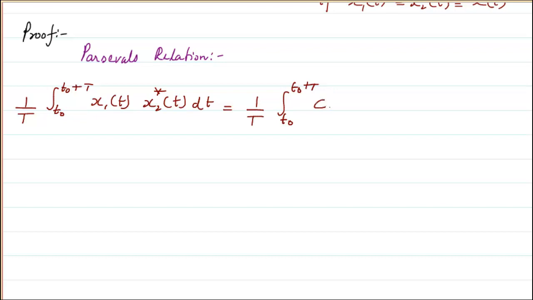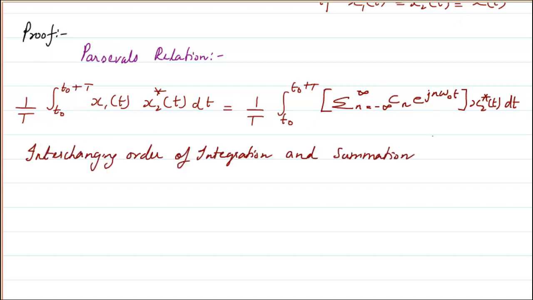Okay, since I have to write it in the form of a series, I will write summation n is equal to minus infinity to infinity Cn e raised to power j n omega naught t, multiplied with the remaining, that is x2 conjugate, into dt. Correct? Now interchanging the order of integration and summation.